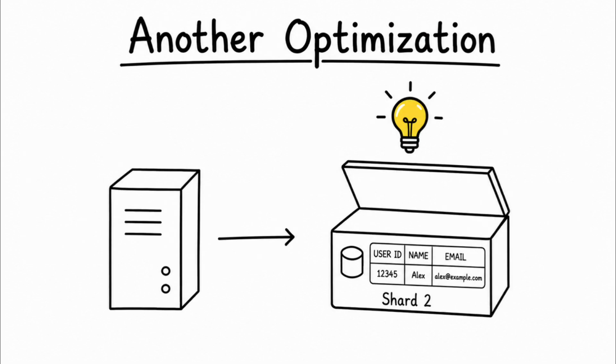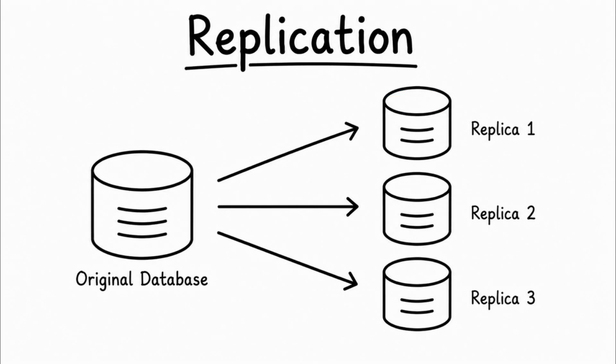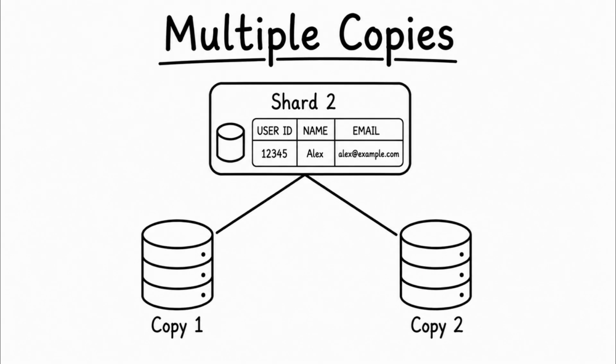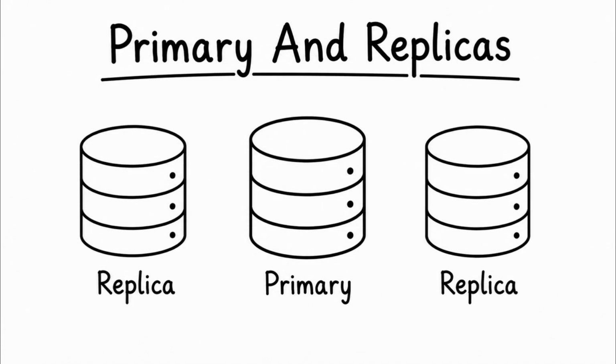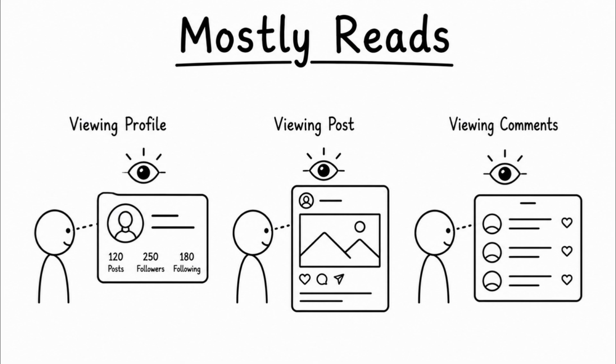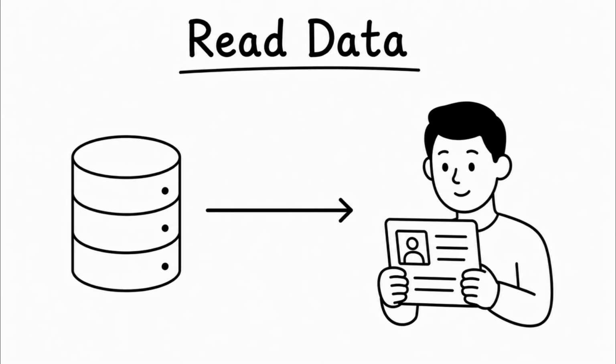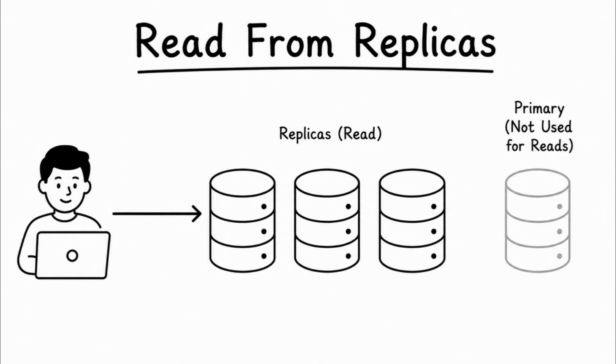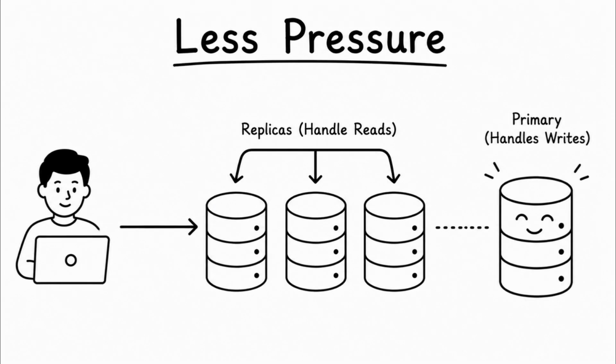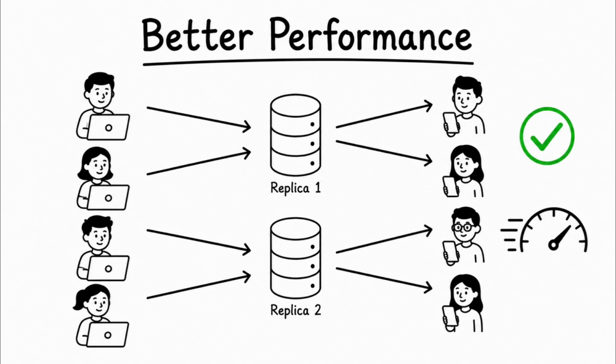Step 7. Replicas enter the picture. Now another optimization appears. Remember replication from the previous video? We learned that a shard often has multiple copies, one primary, and one or more replicas. Most Instagram actions are reads, viewing profiles, viewing posts, viewing comments, viewing stories. These operations simply read data. Because of this, many systems send read requests to replica databases. This reduces pressure on the primary database. Traffic gets distributed, performance improves, and the system scales much better.